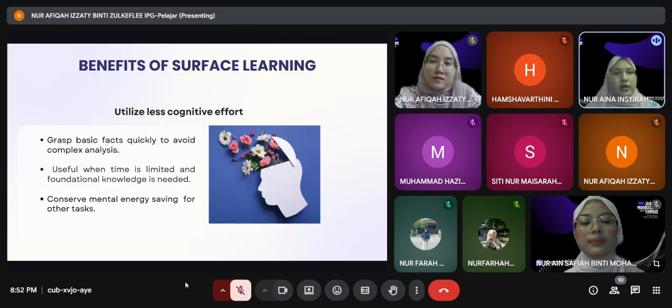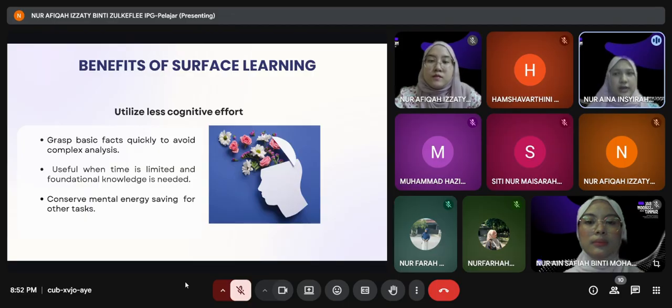And we students are often facing tight deadlines or examinations. So using this type of learning, surface learning, is actually helpful for them to use when they are time constrained. And with this type of learning, they also can improve their short-term performance if they do it regularly.